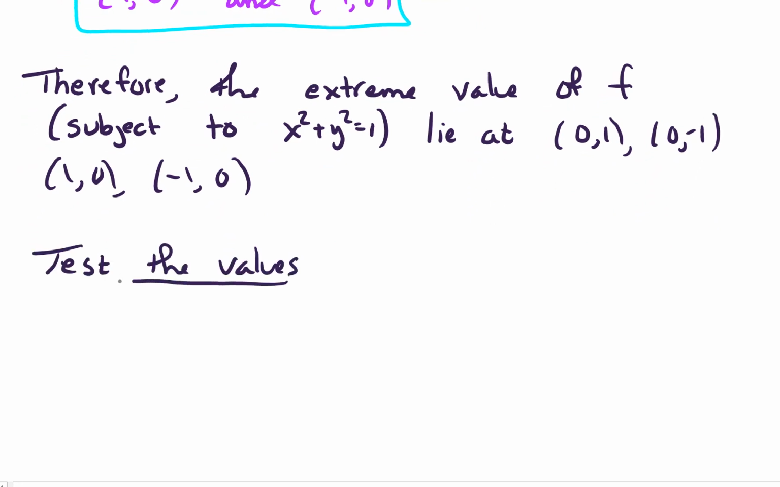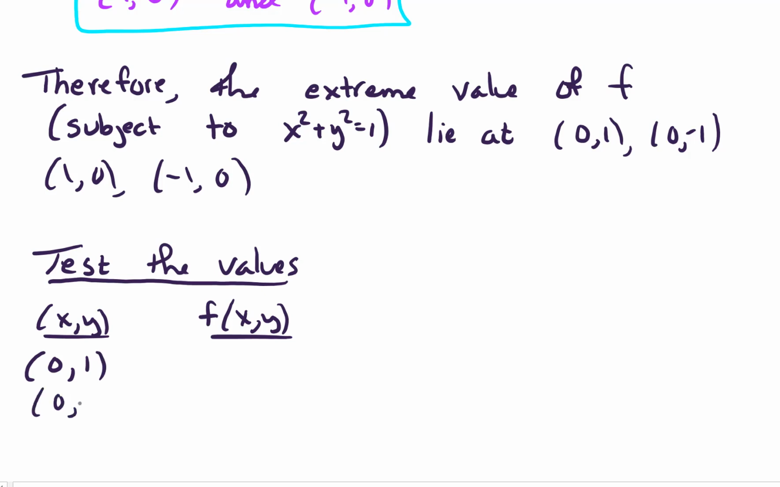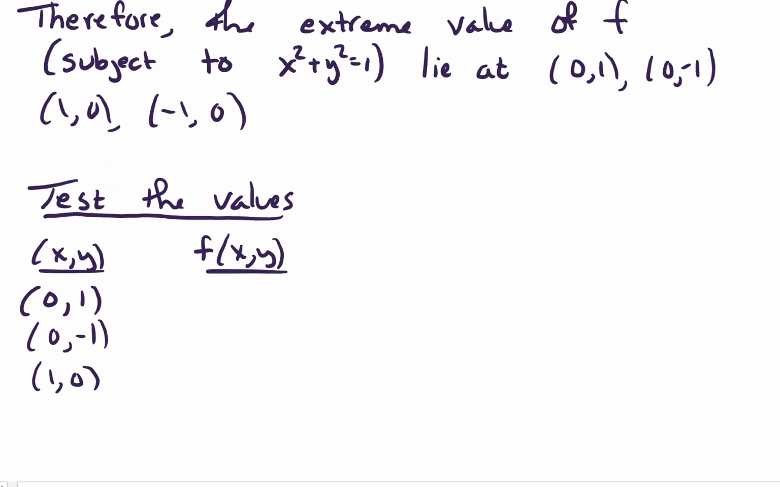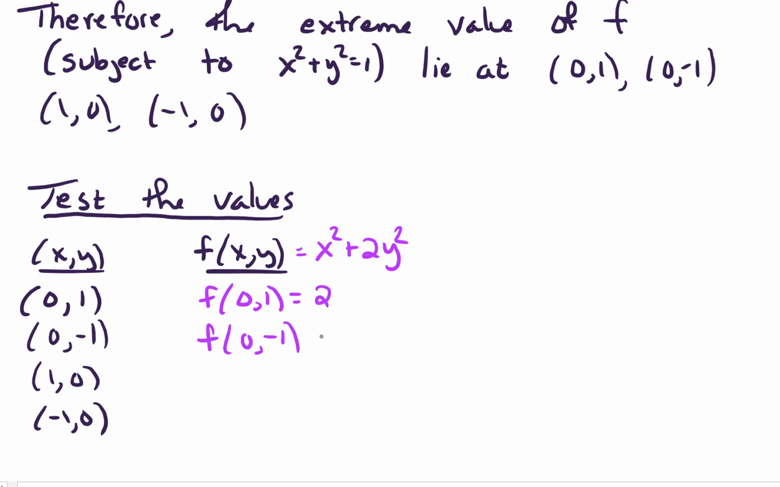We have x, y points that we're going to test, and we're going to plug them into f and see if they yield maximums or minimums. So the points that we need to test are (0, 1), (0, -1), (1, 0), and (-1, 0). Plugging those in, remember f of x, y looked like x squared plus 2y squared, so f of (0, 1) gives us 2. f of (0, -1) gives us 2. f of (1, 0) gives us 1. And f of (-1, 0) gives us 1.